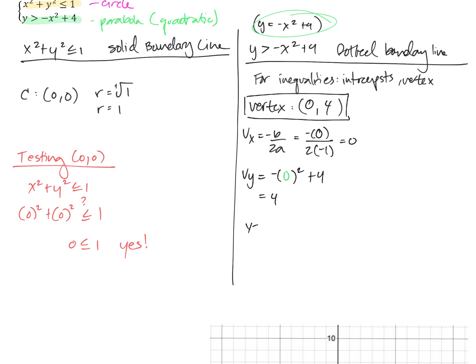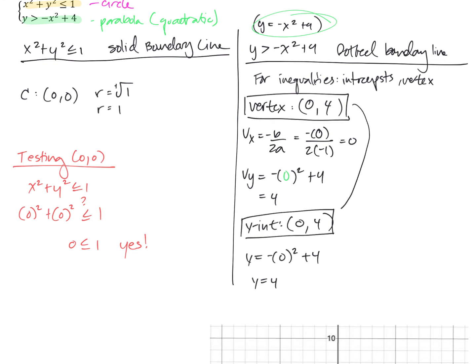Now let's find our y-intercept. For the y-intercept, we set x to 0 and solve for y. So we have y equals negative 0 squared plus 4. Hey, this is exactly what I just did. So we inadvertently also solved for our y-intercept. Our vertex and our y-intercept are the same thing. But don't worry, we don't have to worry about getting 5 points when graphing an inequality parabola because there's so much work going on. Just find the vertex, y-intercept, and x-intercept.